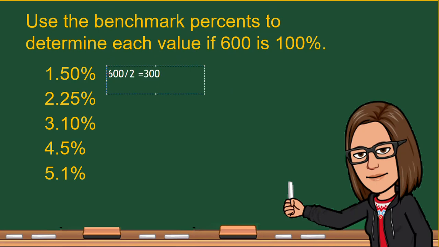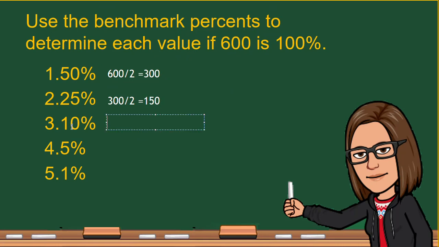Then I think, well, half of 50% is 25%. So if I split this in half, if I do the 300 divided by 2, that is going to equal 150. So my 25% is going to be 150. All I did for these two is I thought 50% is half of 100, so I got 300. And then 25% is half of 50, so I got 150.